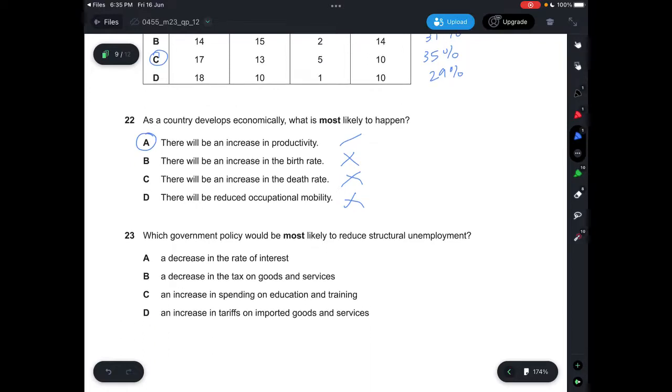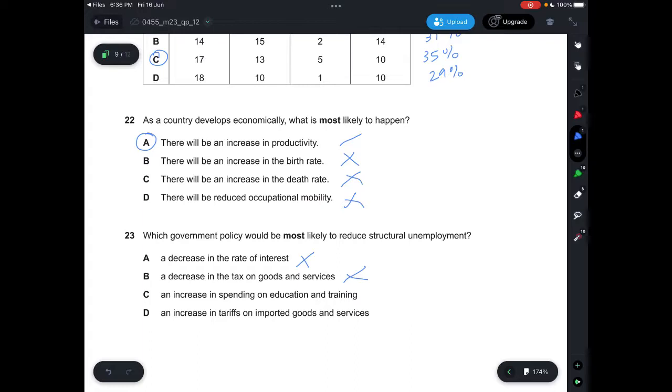Question 23, which government policy will be most likely to reduce structural unemployment? If you want to reduce structural unemployment, this is basically unemployment that happens because of changes in technological processes. So A, a decrease in real interest rates, will only be helpful to the economy if the unemployment is cyclical unemployment, which is unemployment because of economic recession. B, a decrease in tax on goods and services, again the same thing, cyclical unemployment.